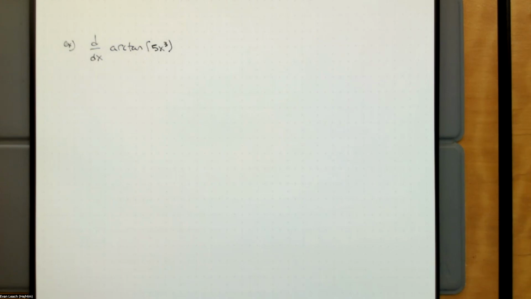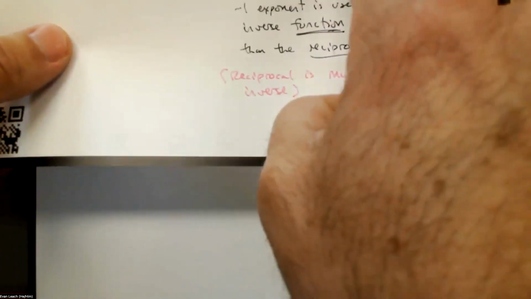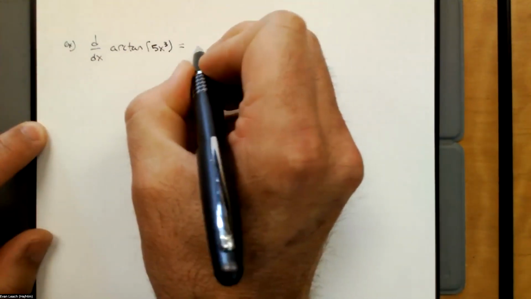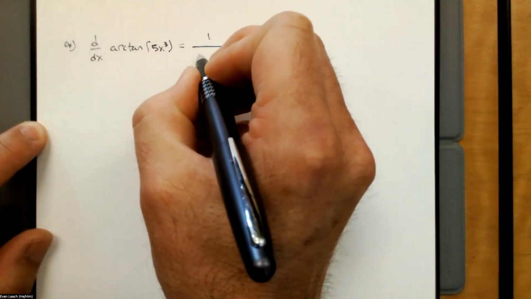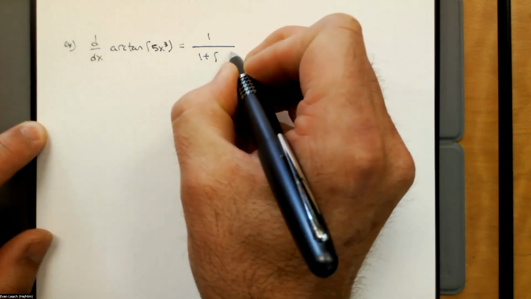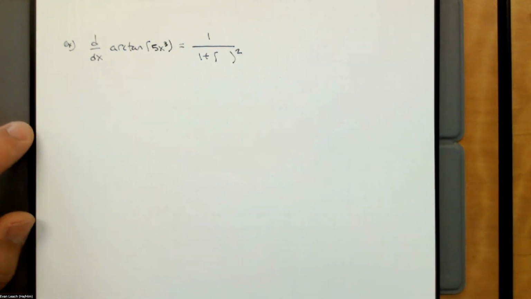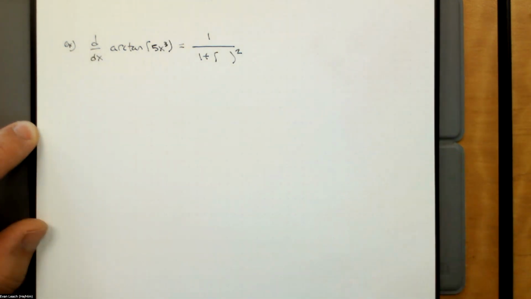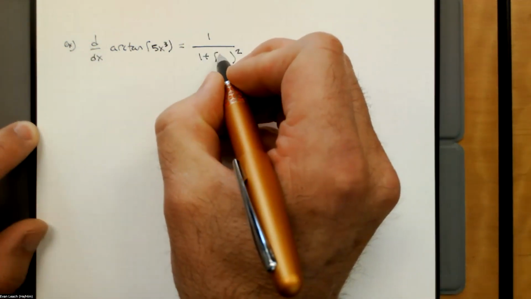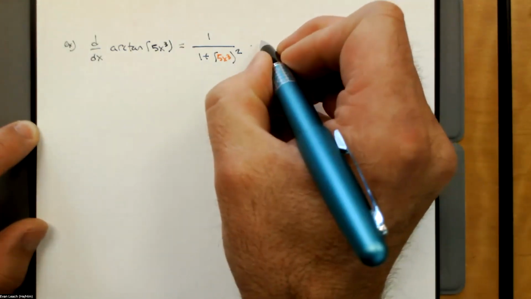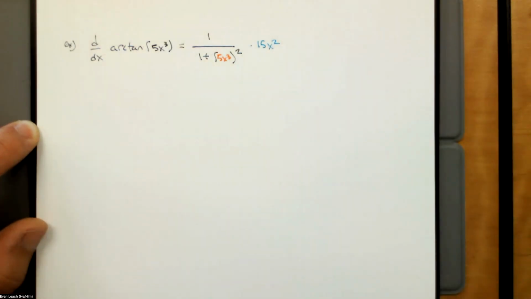We just got to practice. What's the derivative of arctangent of something? The derivative of arctangent of something is 1 over 1 plus that thing squared. That's the form. That's the thing that we fill in. But then we got to use the chain rule, right? So the derivative of arctangent of 5x cubed is 1 over 1 plus 5x cubed all squared. Then we have to multiply by the derivative of the inside, which is 15x squared.